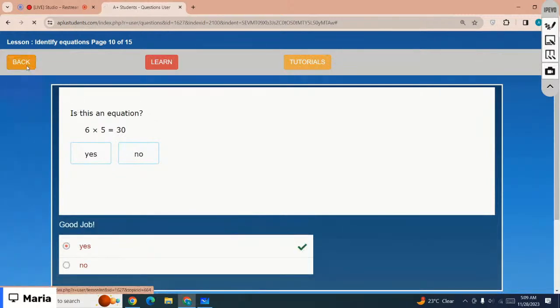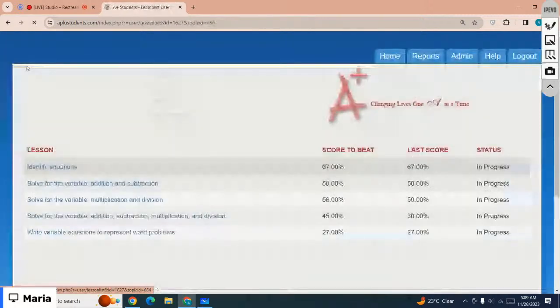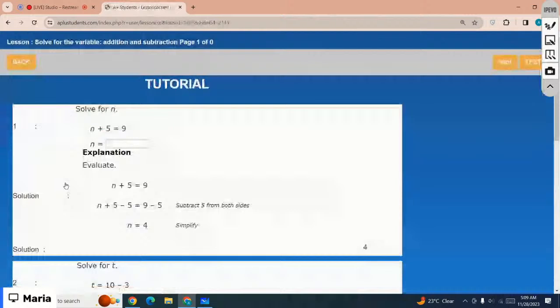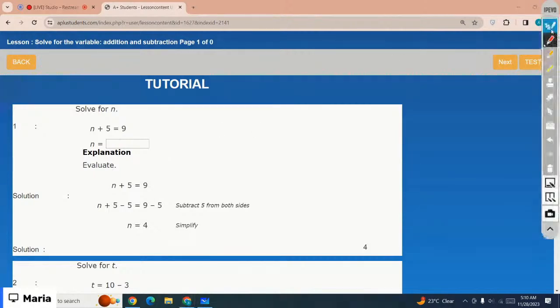The next lesson is solve for the variables, addition and subtraction. So let's solve. Solve for n. n plus 5 equals 9, right? You have to solve this equation for n. Basically, you have to find the value of n. How do you find it? We can use reverse operations. The opposite of addition is subtraction. So you have to find the value of n here.